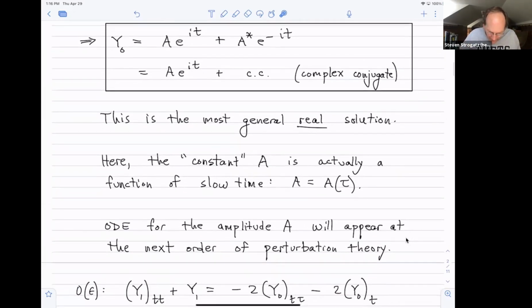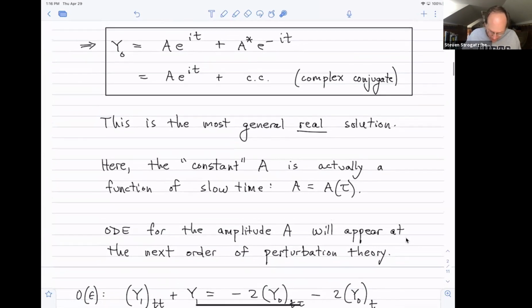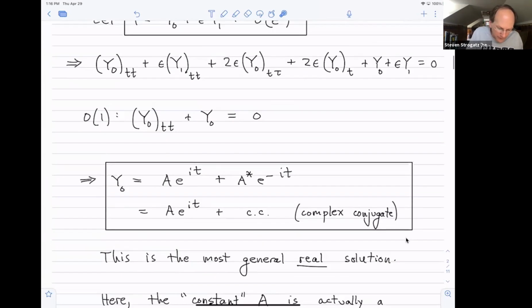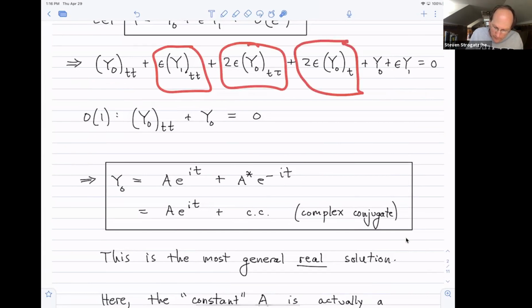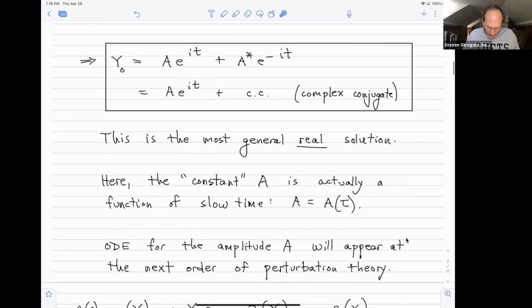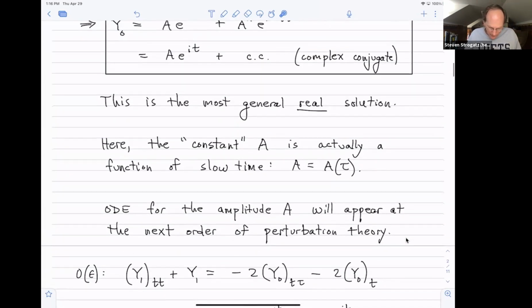So anyway, going to the next order, I have to read off the order epsilon terms in this equation. And so you'll see there are 4 of them, right? I've got this one, this, and this. So those 4, hopefully I've got them all, come down at this order epsilon equation.